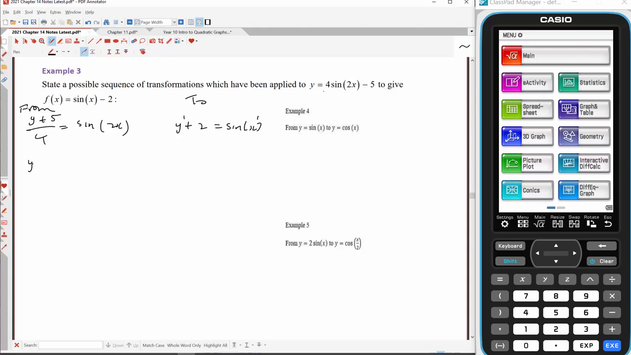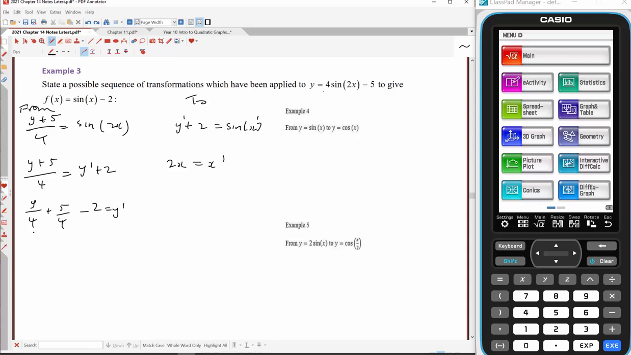Alright, so let's pair them up. Y plus 5 on 4 equals y dash plus 2. And 2x equals x dash. Alright, so for this one here, what we'll do is, what are we doing? We need to get y dash by itself. So we're going to go y over 4 plus 5 over 4 take away 2 equals y dash. Fix this up in a sec. X dash is already the subject there, so we don't need to worry about that one.